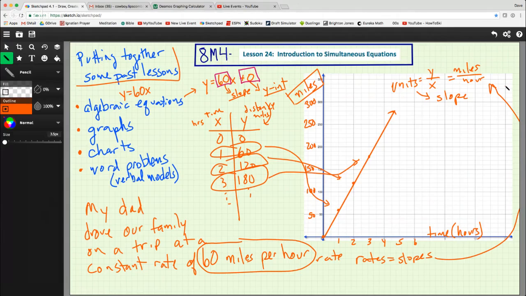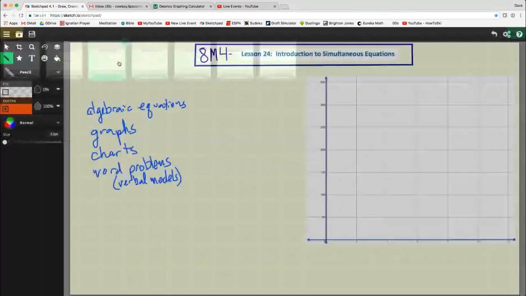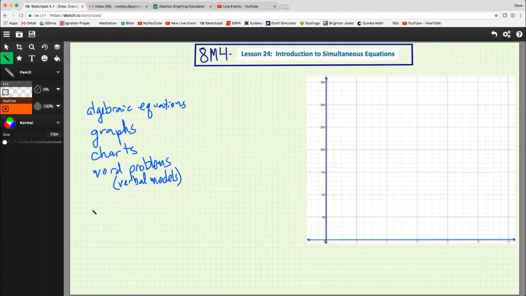So let's do one more example where we bring in this new concept of simultaneous equations. And we're going to do this on the next page. And what we need to remember is we have this thing, 60 miles per hour, y equals 60x, and this is my dad drove our family. Okay, so we're just going to come over here to page 2. You can flip back and forth in the YouTube if you need to. And over here, we're going to say y equals 60x. This is my dad drove car 60 miles per hour.